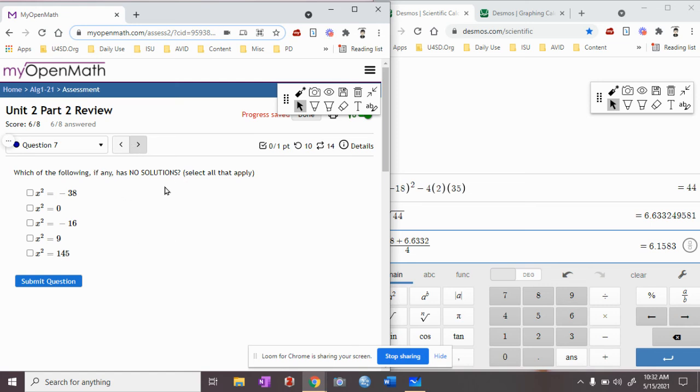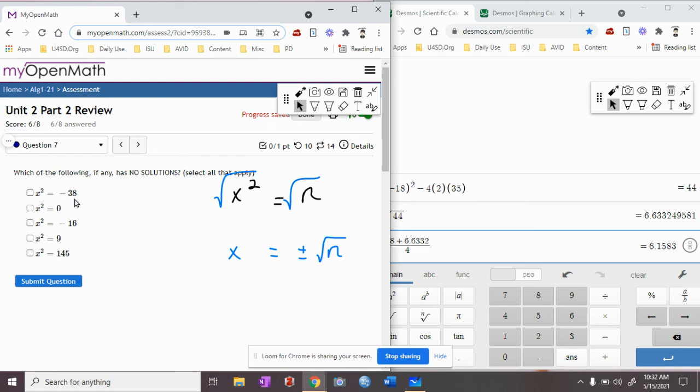Question 7. Which of the following has no solutions? So here, if I solve for x squared, so x squared equals, I don't know, let's say a number. So let's say it equals n. All I have to do to solve for x is take the square root of both sides. So x equals plus or minus the square root of n. But what has to be true about n? What kind of numbers can we take the square root of?